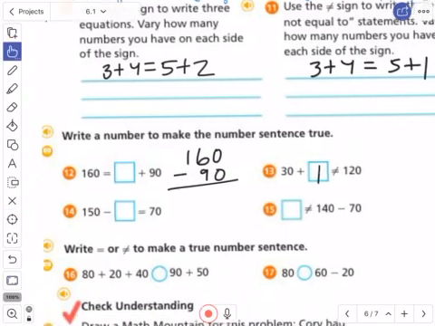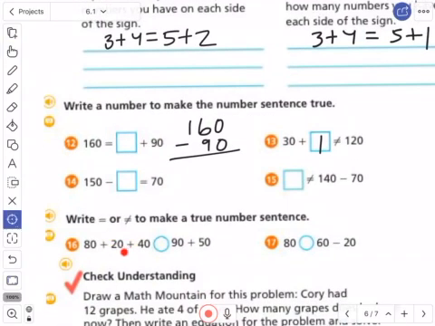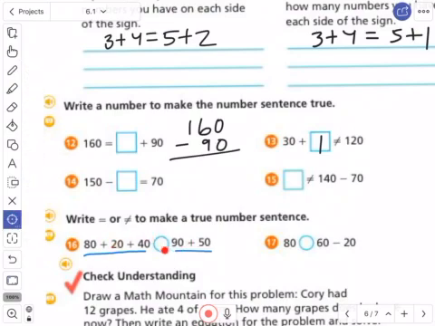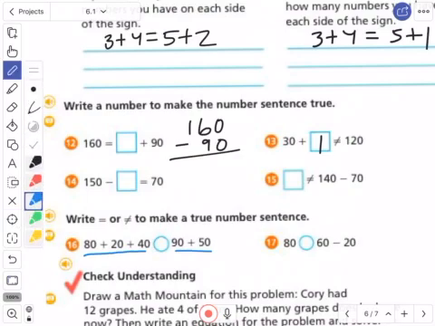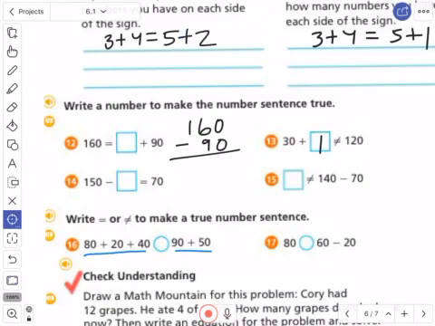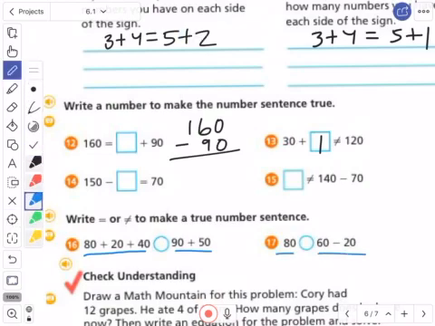Then, number 16 and 17, I have to figure out, what does 80 plus 20 plus 40 equal? So I have to think, what does that equal? And then I have to think, what does the other side equal? And do those two equal? So if they do equal, you'll put an equal sign in there. If it does not equal, you put a does not equal sign. And that's the same thing for number 17. Well, this side equals that. Gotta figure out what this side equals.